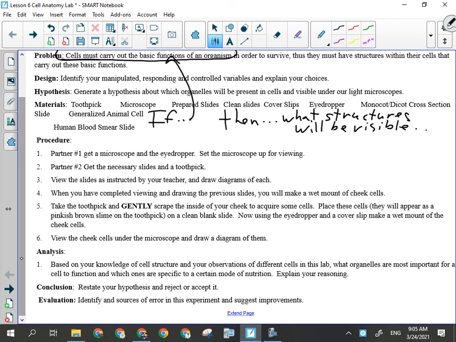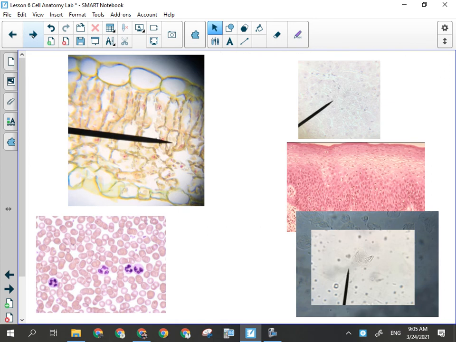Okay, conclusion: copy paste your hypothesis and then explain using your observations. What things did you see? What were common to all the cells? Does that help to confirm that basic functions are carried out by these particular organelles like you stated in your hypothesis? Okay, evaluation, your sources of error, right? What are some things that could be done better in the future to make it easier to find all this stuff?